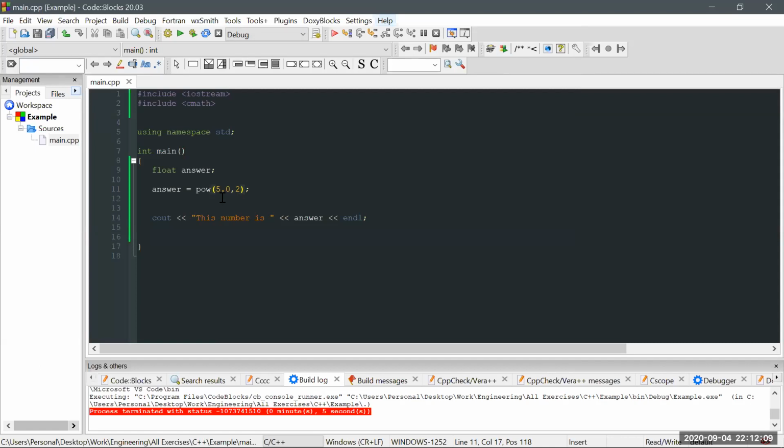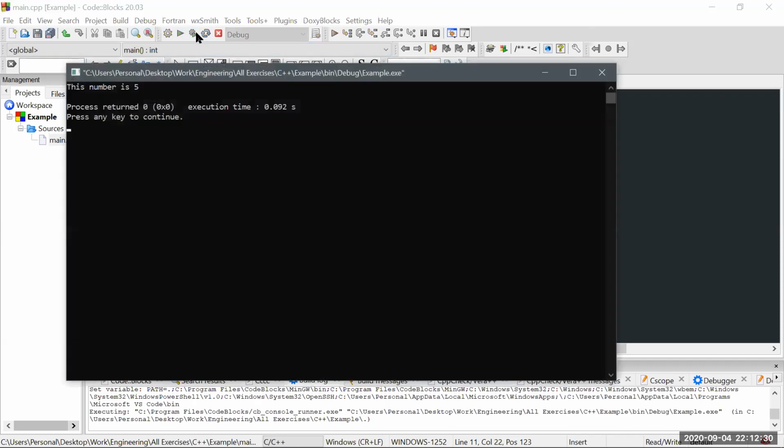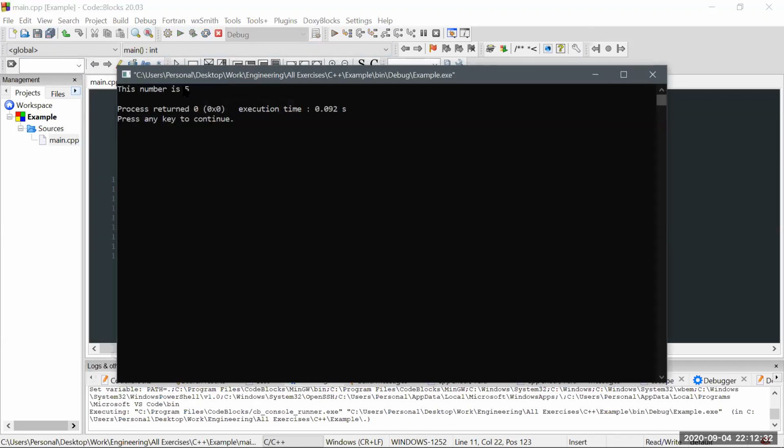Another good example there is, let's try to make use of square root. To write the square root is basically SQRT. Then let's say square root of 25. So the answer should be what? 5, because we are taking the square root of 25. If you run that again, we can see there that the answer is 5.